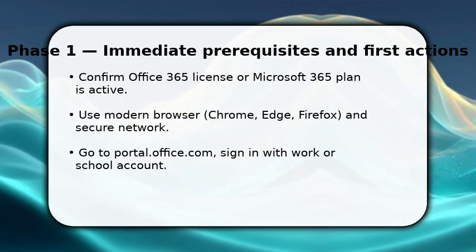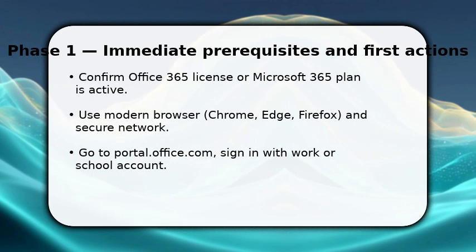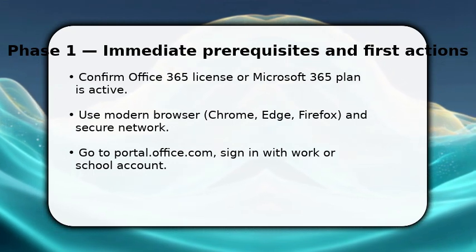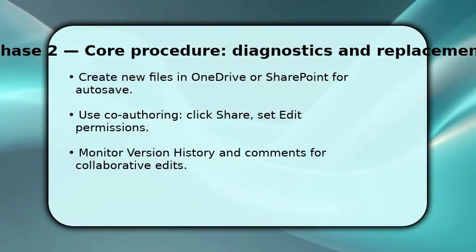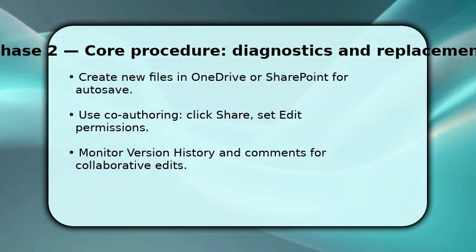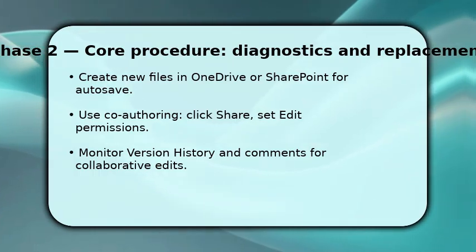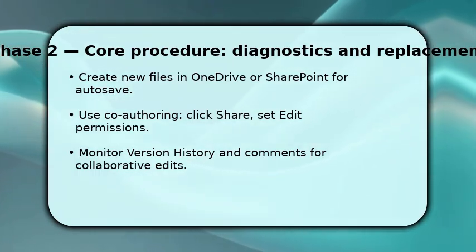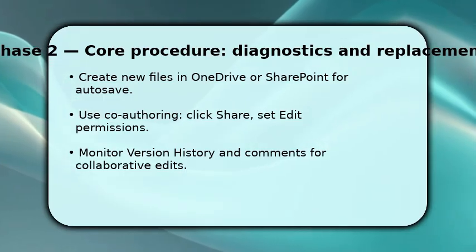These first steps give you a live workspace, so you're ready to create and sync documents without delay or extra installation. You create documents directly in OneDrive or a Team SharePoint library, so autosave is on by default. This prevents lost changes. Once your file is ready, click Share and grant edit or view permissions, then paste the link into Teams or email for instant collaboration.